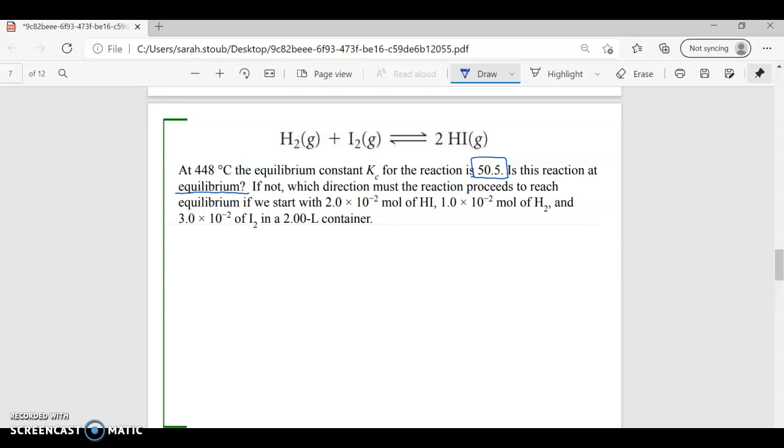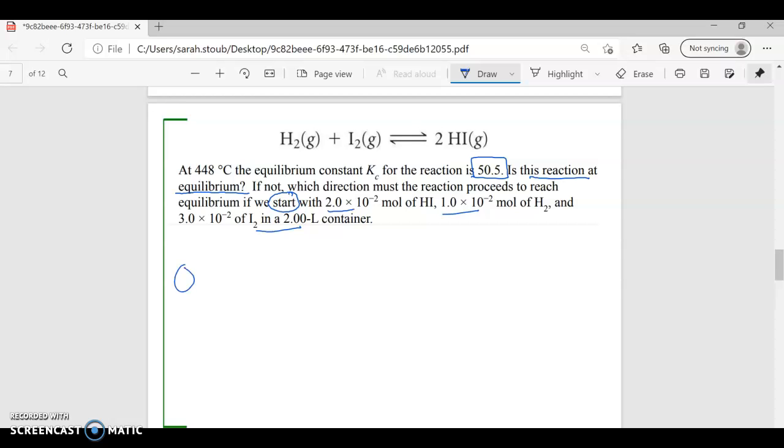And then if not, which direction must it proceed to reach equilibrium if we start with this and this and this? Now I do notice it says the starting part, but it doesn't say it comes to equilibrium. So this is not an ICE table problem, because it doesn't start with something I have and then give me an equilibrium number of some kind later on. So that's how I know it's not an ICE table. I'm questioning, is this reaction at equilibrium?